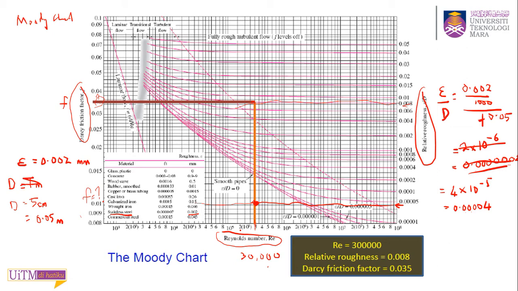Okay, any questions? Whoever doesn't understand or wants to ask anything, you can ask now, because you will use this Moody chart when you want to solve any problem regarding turbulent flow, because you need to find the friction factor F. Any questions before I move on? None. Okay, so I hope you understand how to use the Moody chart to calculate the friction factor.